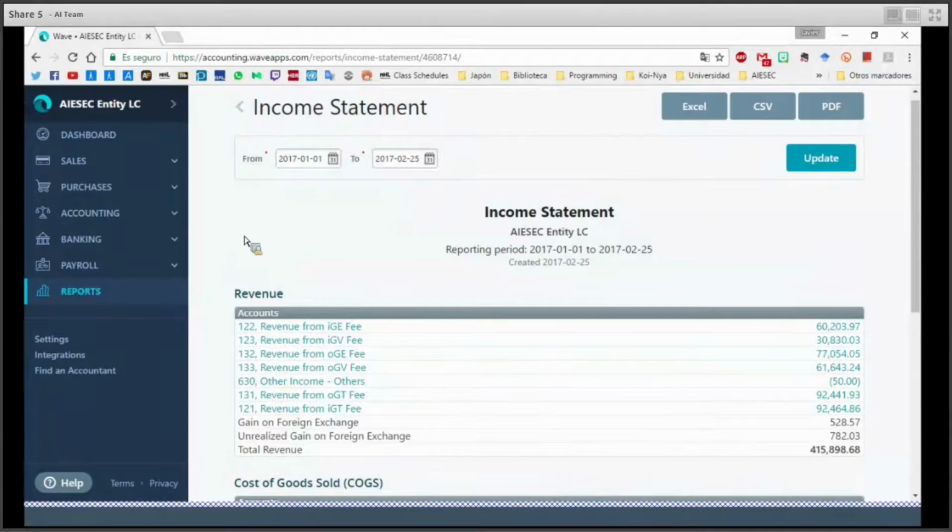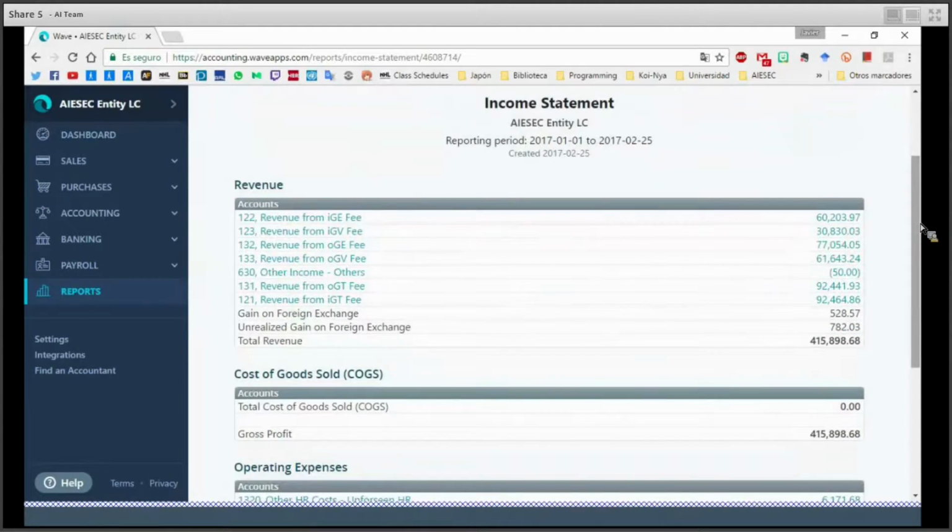Remember that an income statement may vary depending on which dates you set it for. So at the end, the income statement is a document that shows you if you have revenues or losses in a specific period of time. In this case it is, for example, from the 1st of January until the 25th of February 2017. Remember that from Wave you can always export this document into 3 different formats: Excel, CSV, or PDF.